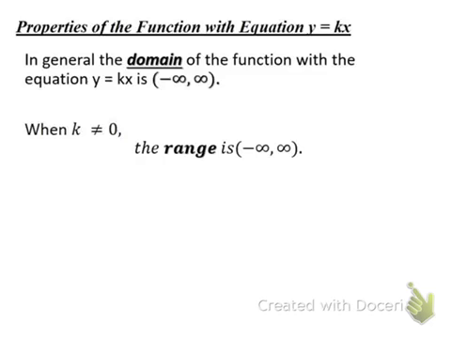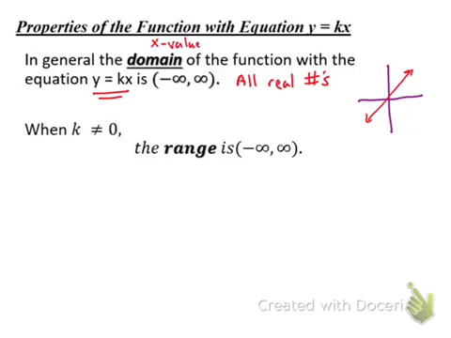So in general, the domain of the function with the equation y equals kx is negative infinity to infinity, or we could just say all real numbers. So what this means is if we were to think in terms of a coordinate plane, so your x and y axis, and you draw a line here, this line is essentially going to cover all possible x values going left and right, because that's what the domain talks about. Domain talks about possible x values that will be defined for your graph. And so for linear functions, it's always all real numbers because it can cover any x value possible.